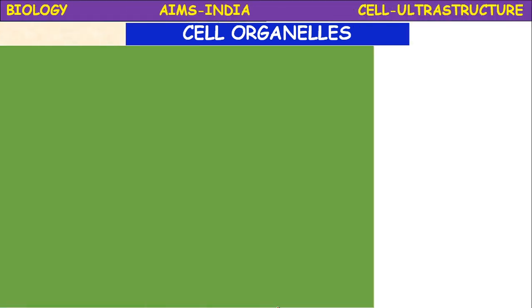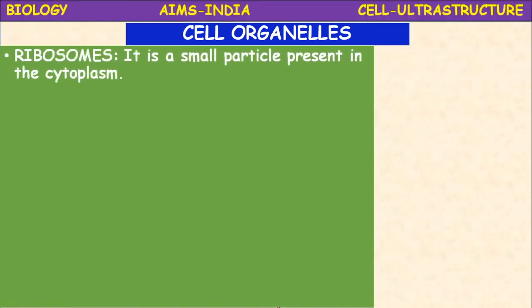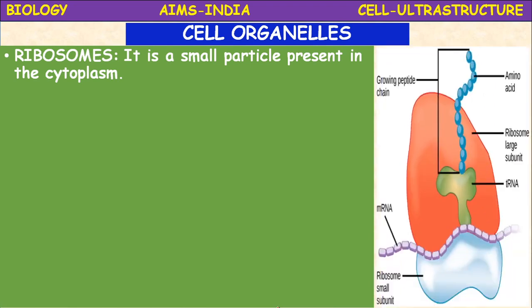Next, ribosomes. Ribosomes are the smallest particles, the smallest particle present in the cytoplasm. Whatever we are studying is the ultrastructure of the cell, the electron microscopic view of different cell organelles. The ribosome is the smallest particle present in the cytoplasm of the cell.